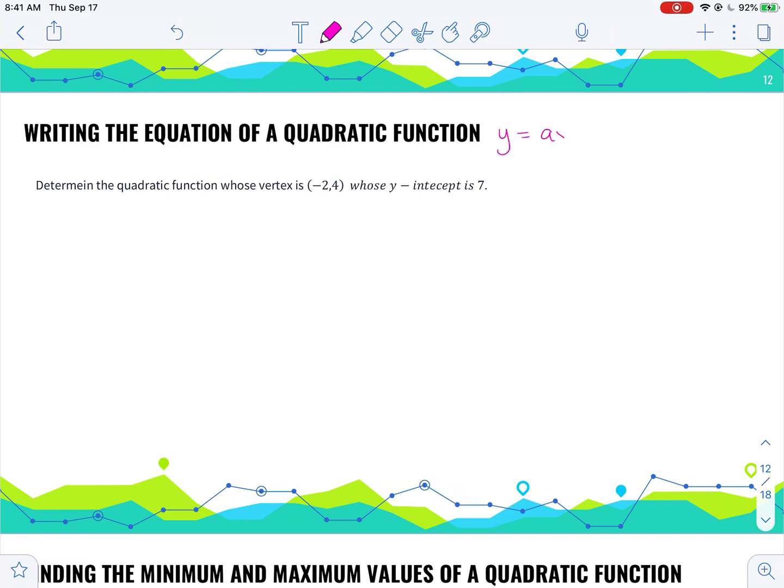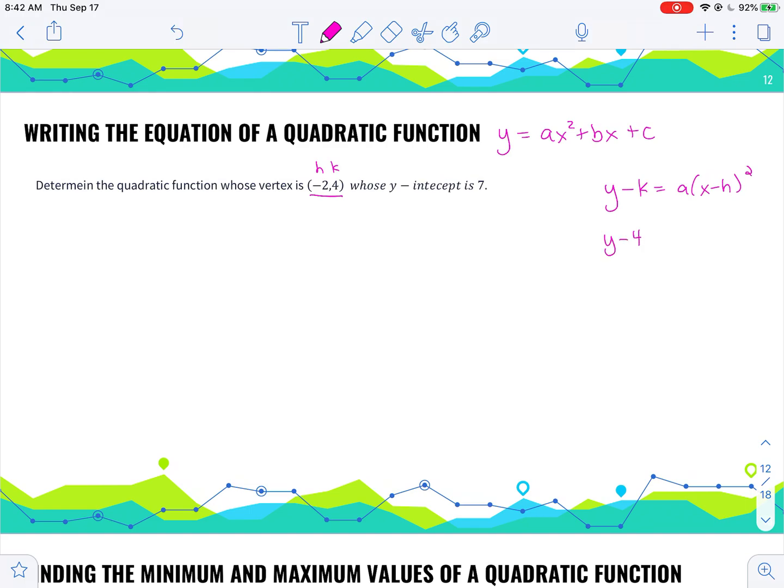All right, if we want to write the equation of a quadratic function, you've got two options. You can write it in y equals ax squared plus bx plus c form, or you can write it in vertex form, y minus k equals a times x minus h squared. Either way would work. So we're going to do it in both ways.